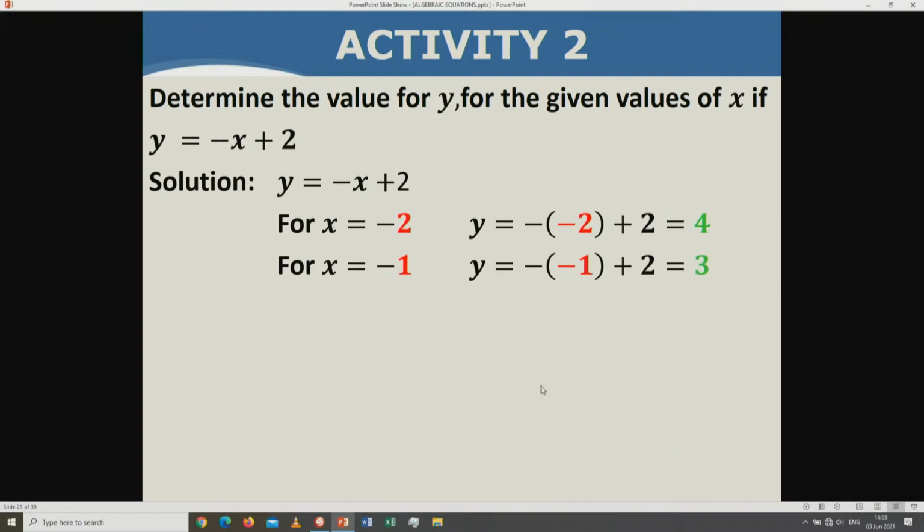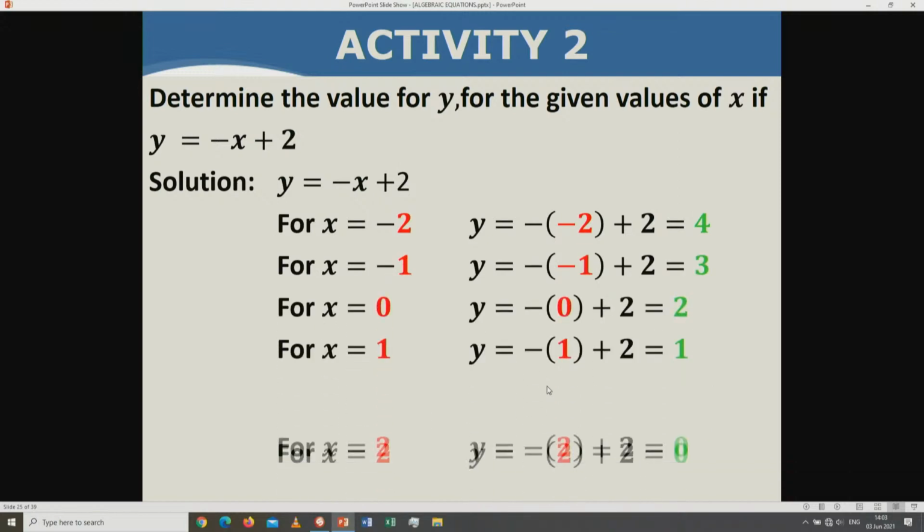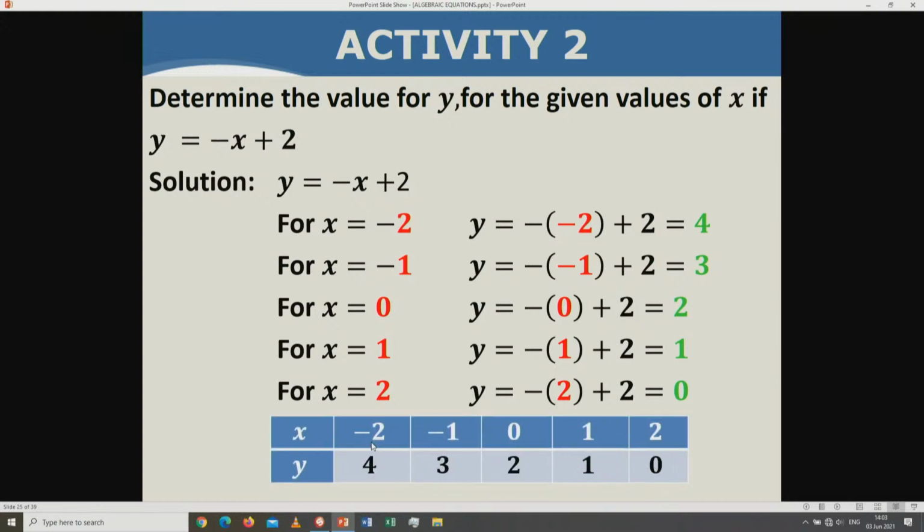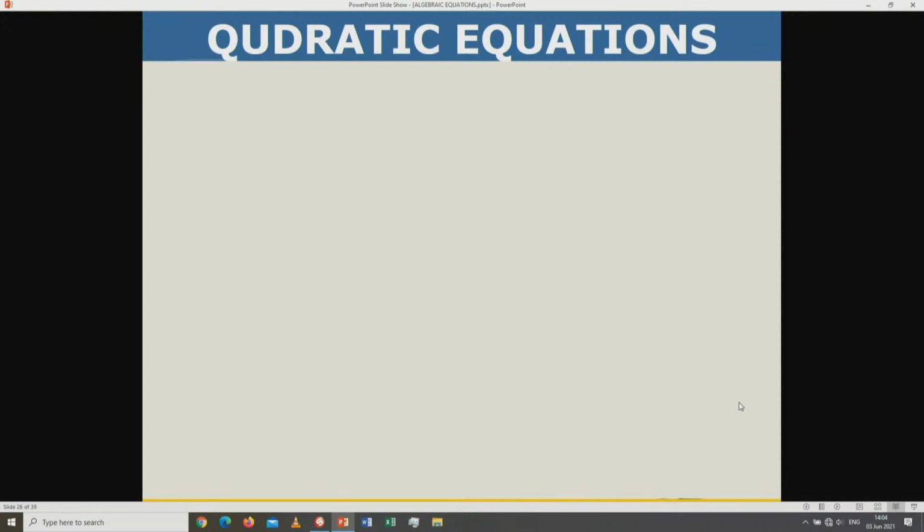And then we do the same with the other values. Right, so they give us this table now. For negative 2 we had 4, for negative 1 we had 3, for 0 we had 2, for 1 we have 1, and for 2 we have 0.